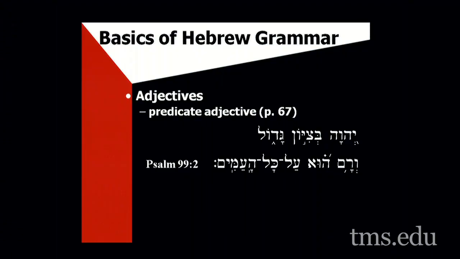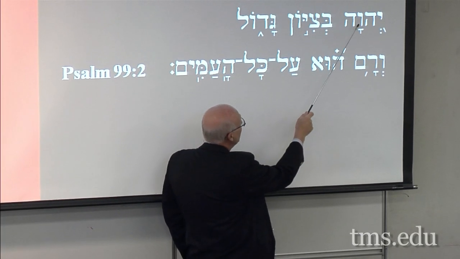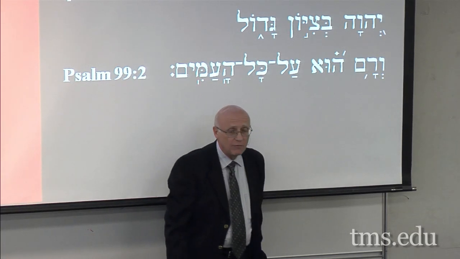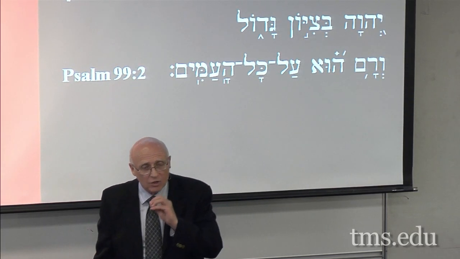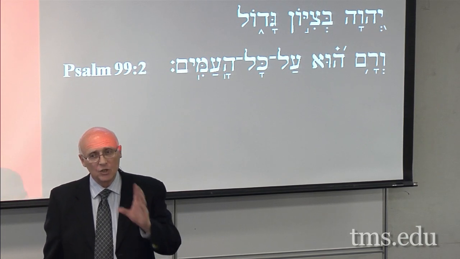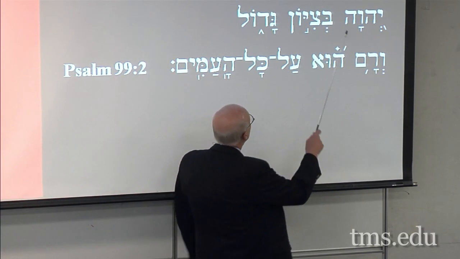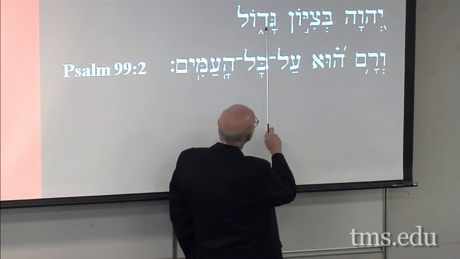Or Psalm 99 verse 2, the second half of this verse. Veramhu. Here we have the normal order. And exalted is he above all the peoples. Here's the normal word order. Predicate adjectives have no definite article. They normally come first in word order. Here, this one has no article. The noun it modifies is definite. Proper names are definite. So if you're going to talk about Yahweh the Great, you have to have Yahweh HaGadol, because Yahweh is a definite noun. Because it's a proper name. Proper names are definite. And so this Gadol doesn't have it because it's predicate.